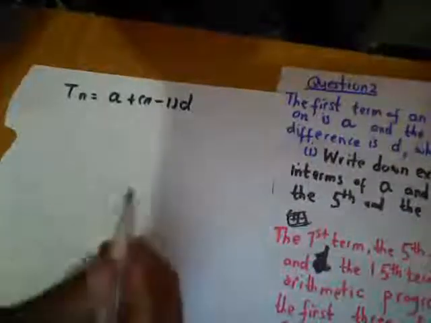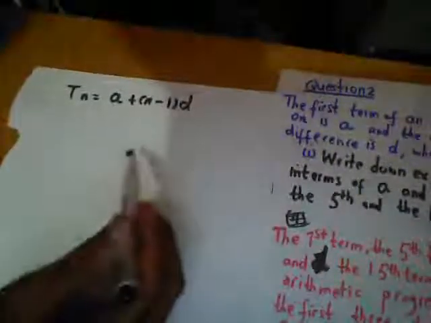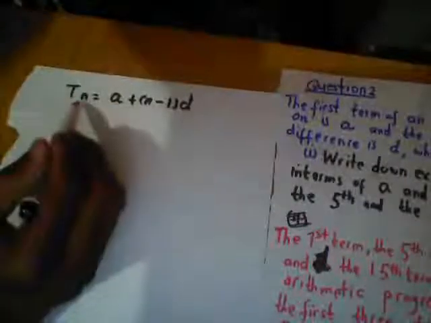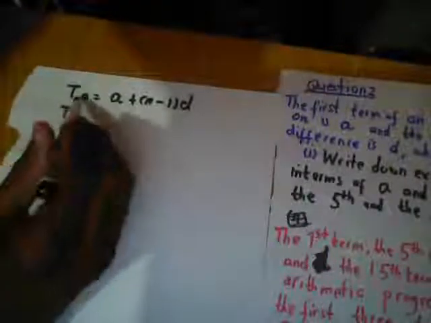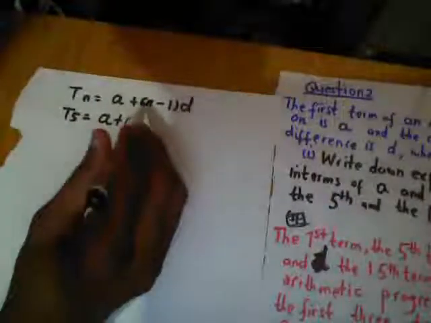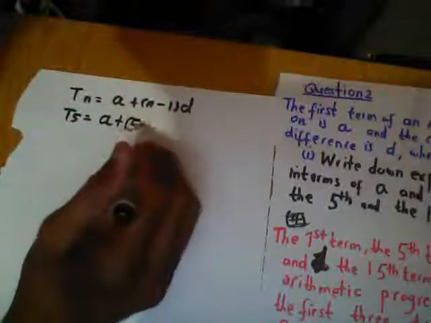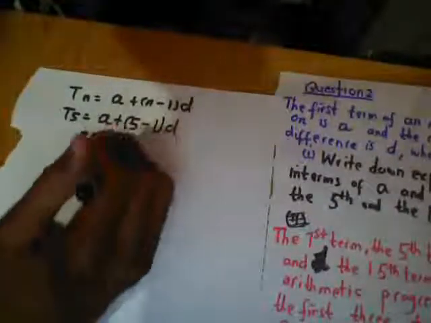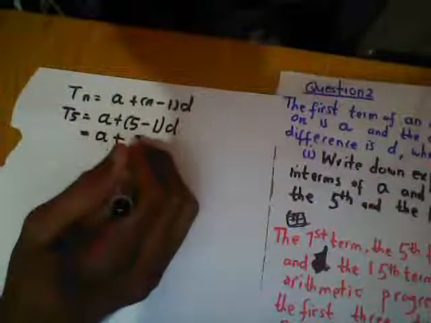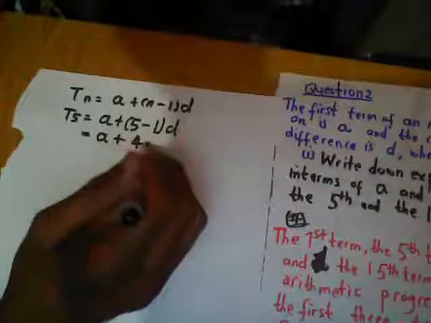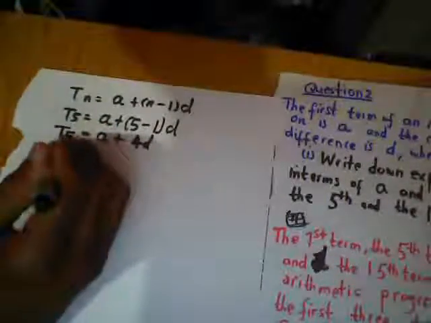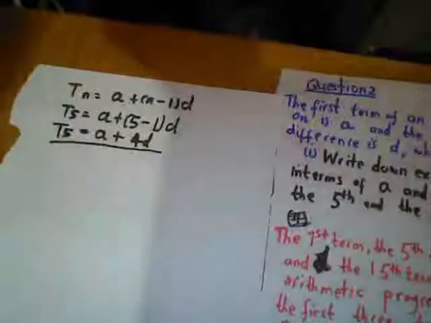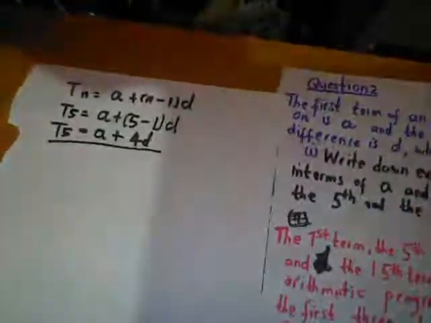They want the expression for the 5th term. So here n is 5. Our n is not going to be n anymore, it's going to be 5 minus 1 times D. So T5 equals A plus 5 minus 1, which is 4D. The 5th term equals A plus 4D. That's the 5th term of the arithmetic progression.